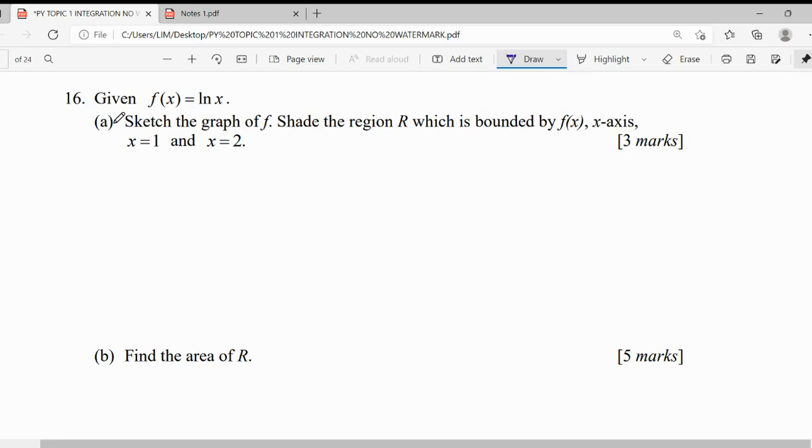Okay, so for question 16, the function is ln x. Question A: sketch this ln graph, and then shade the region which is bounded by this function, the x-axis, x equals 1, and x equals 2.